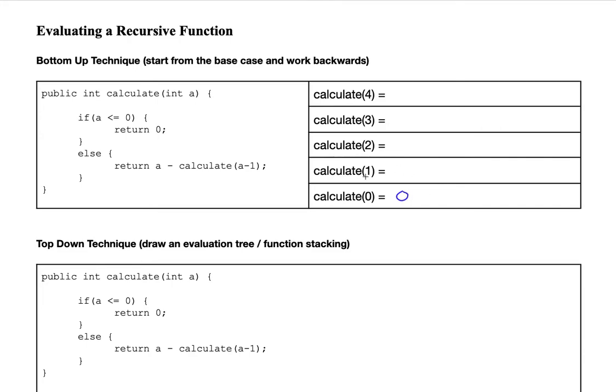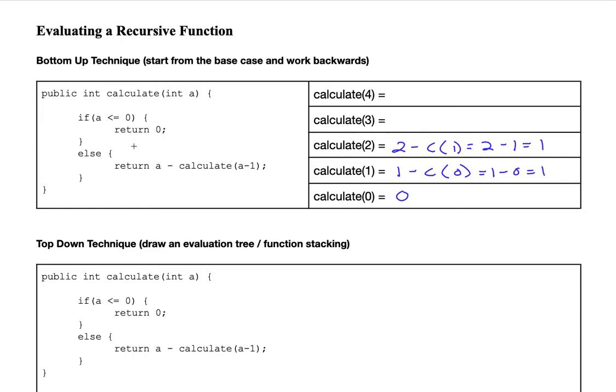Now let's figure out what calculate 1 is. If we put in 1 as an input, 1 is not less than or equal to 0, so we do the recursion, and it says we're going to return a, which is 1, minus calculate, which I'm going to abbreviate as c, of a minus 1, so c of 0. And remember, we know c of 0 is 0, so this is just 1 minus 0, which is 1. Now if we do calculate of 2, once again, we don't hit the base case, we return 2 minus calculate of 2 minus 1, which is 1. And we know that calculate of 1 was 1 from the previous line, so we have 2 minus 1, which equals 1 again.